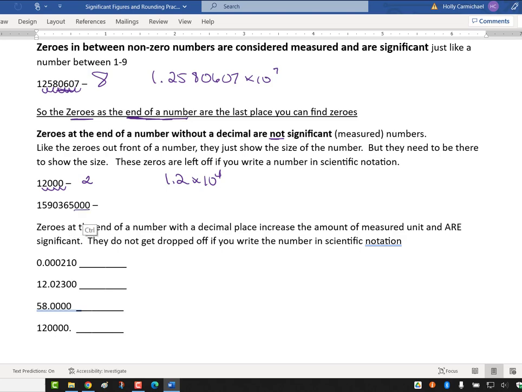This one, these zeros at the end, no decimal, those are not significant. That one that's in the middle would be significant because it's between the 9 and the 3. So 1, 2, 3, 4, 5, 6, 7. So I'd have 7 significant figures, and if I wanted to put this in scientific notation, my decimal place would start on this end. 1, 2, 3, 4, 5, 6, 7, 8, 9.